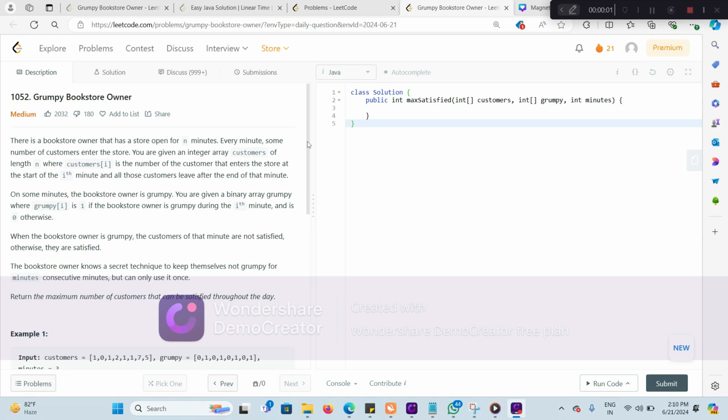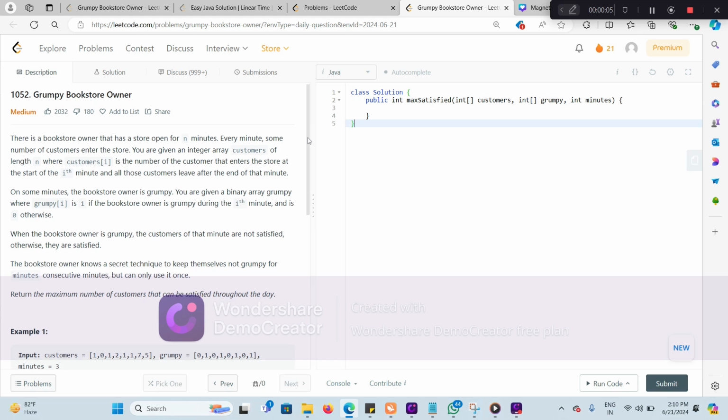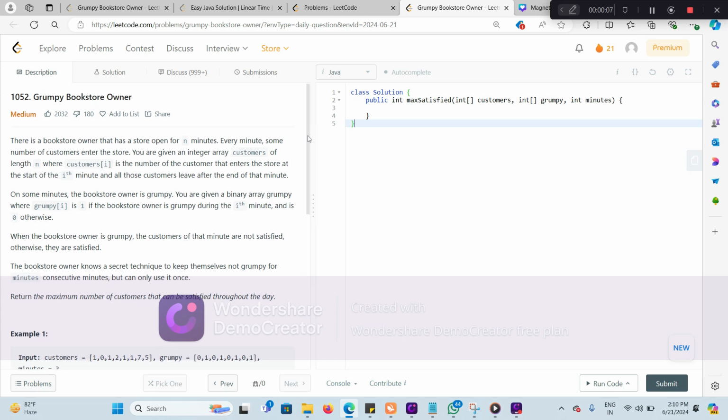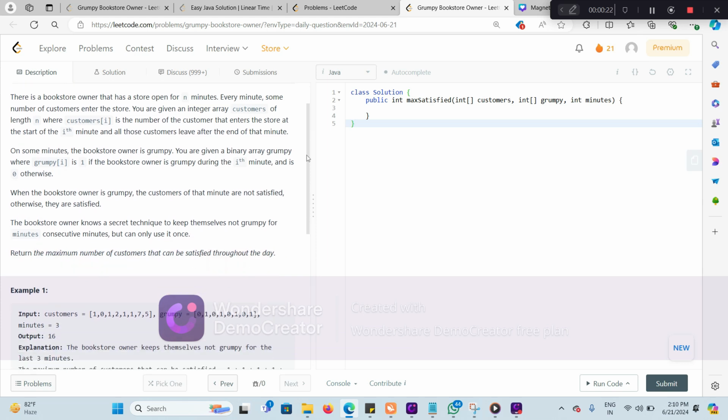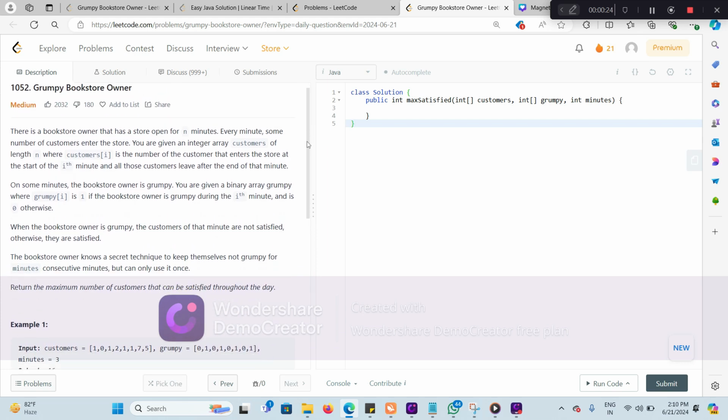Hello everyone, so today I'm going to solve this problem, Grumpy Bookstore Owner. What is happening is there is a bookstore where customers are visiting, but the owner of that bookstore has a variable behavior. Sometimes at some moment that guy is angry, so the customers are not satisfied, but sometimes that guy is cool. So in that case customers are satisfied, obviously.